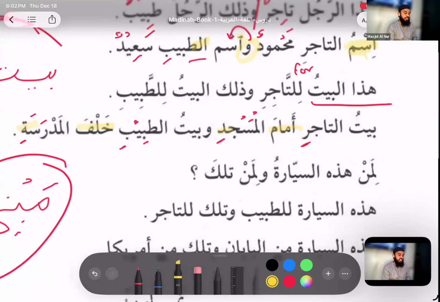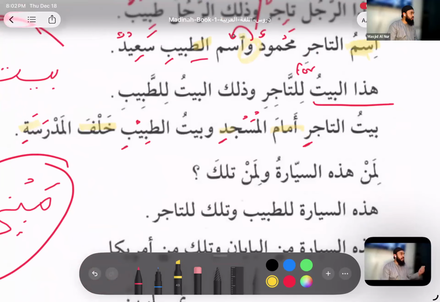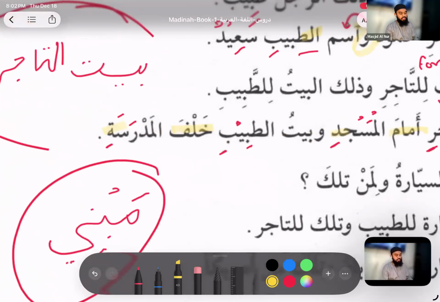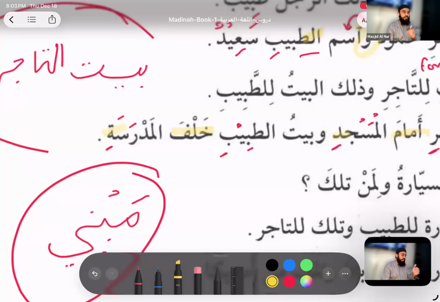So the translation will be Baytu tajri amam al-masjid. Can someone translate that for me now? Anyone on site? The house of the merchant is in front of the masjid. Can someone translate the second part now? Wa baytu at-tabibi khalfa al-madrasah. Someone from online, please translate this. And the doctor's house is behind the school. So new words, guys. Behind. In front.